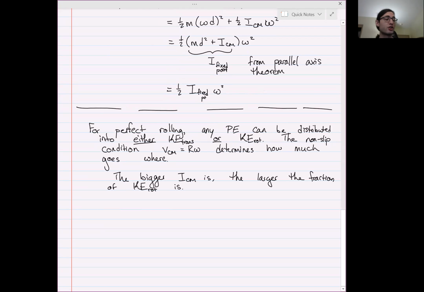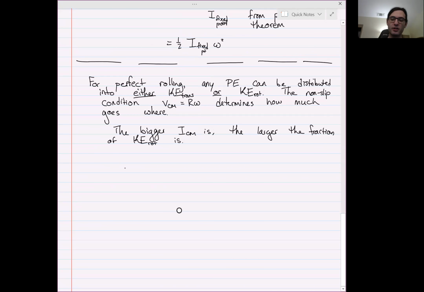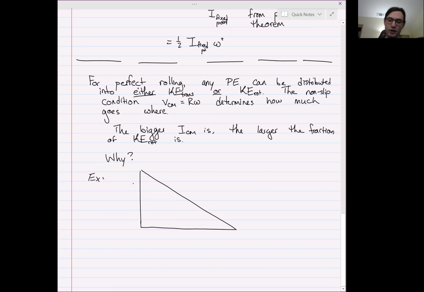Of the total kinetic energy. So let's explain this just by doing an example. So we have our triangle, or our inclined plane rather. Maybe this distance here is h. We have our disk. Maybe it's a cylinder, maybe it's a disk, whatever it is.